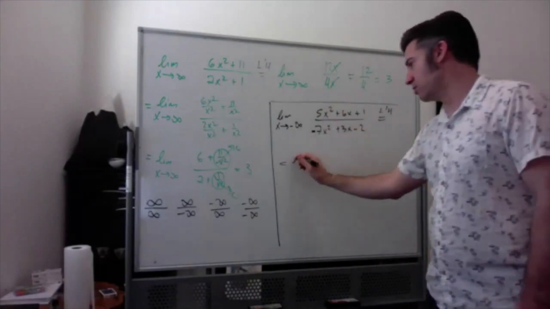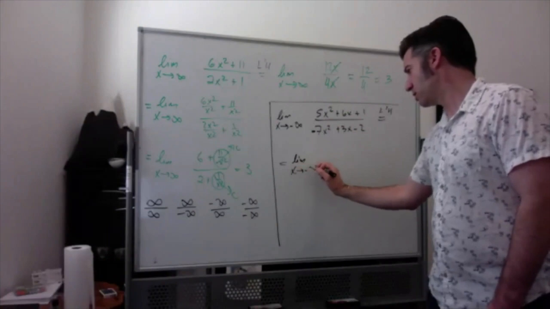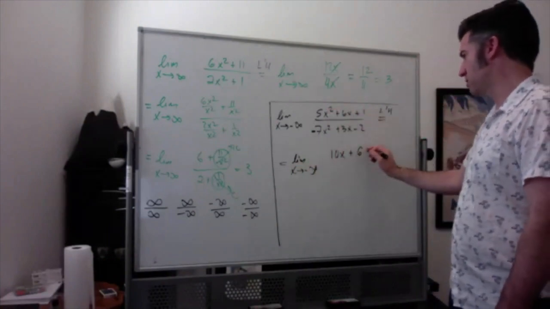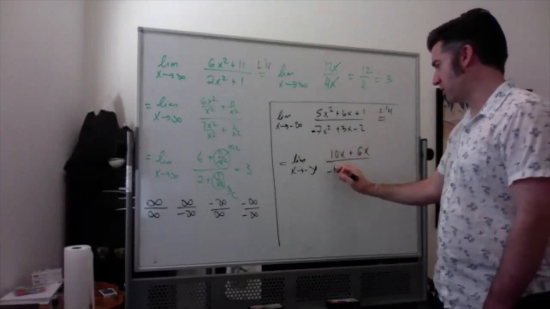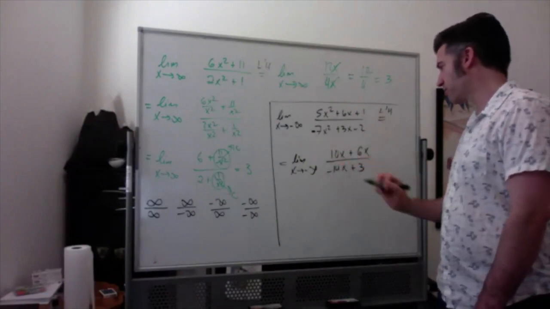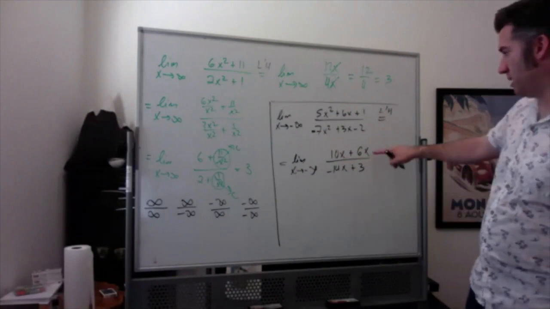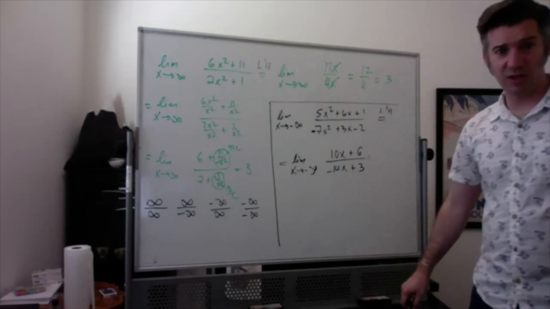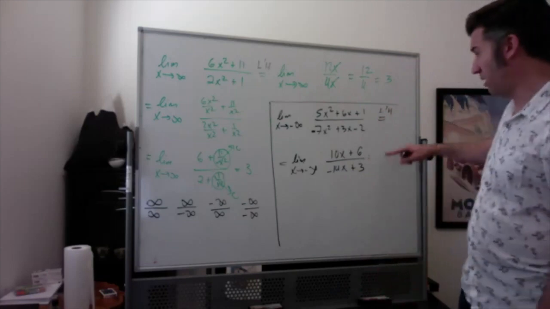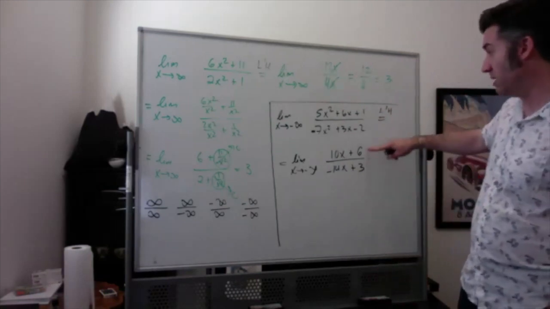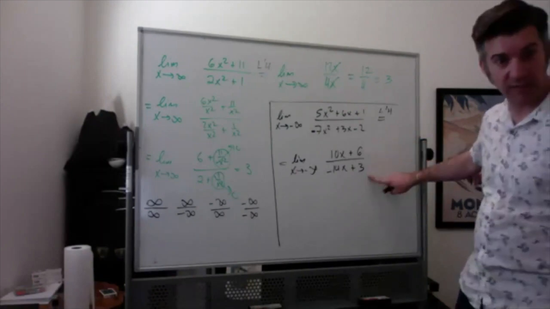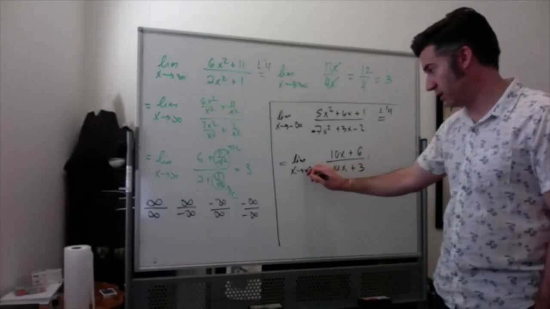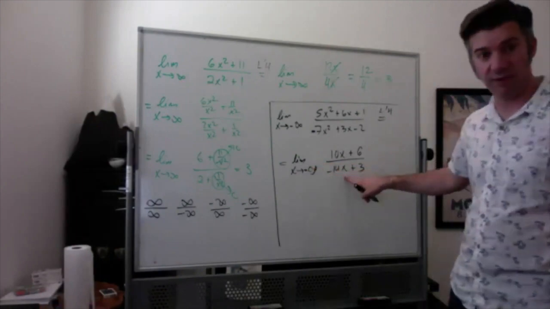I'm going to use L'Hopital's rule. So let's see, the derivative of 5x squared is 10x, the derivative of 6x is 6. Here at the bottom is going to be -14x plus 3. And now I do, that's a 6, not a 6x, sorry. And now I do need to use L'Hopital's rule again, because I've got a negative infinity over a positive infinity. Right, the top's going to negative infinity because x is going to negative infinity, and the bottom's going to positive infinity.